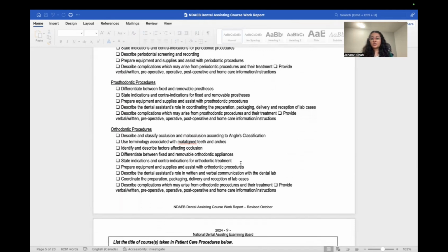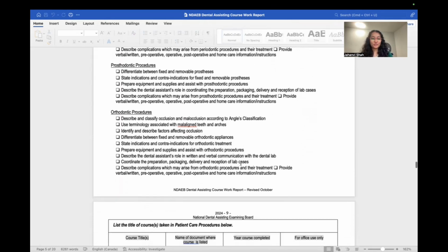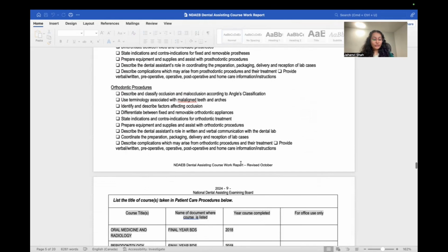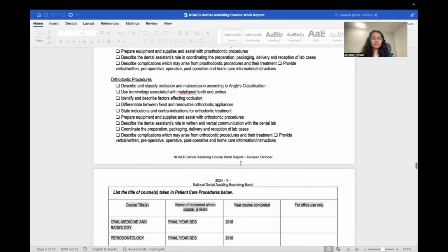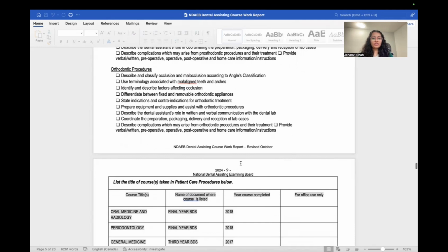Describe the dental assistant role in coordinating the preparation, packaging, delivery, receiving all the lab cases. It is there in our textbooks. Even if we might have not gone through that, it is there in our textbooks. So just make sure you go through that. When it comes to orthodontic procedures, we have occlusion and malocclusion during the angles classification, malaligned teeth, and everything which is related to orthodontic here that you have done in any of the procedures or while you were assisting just in orthodontist PG.